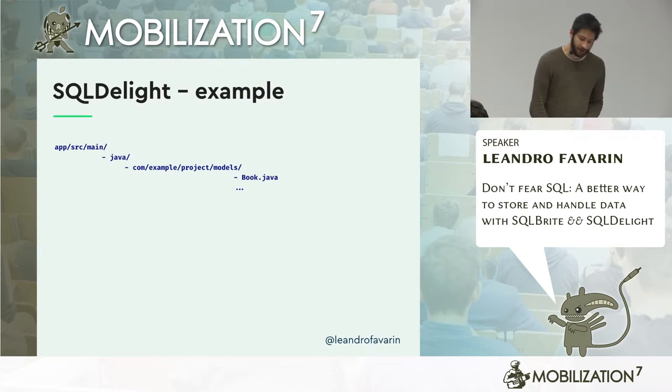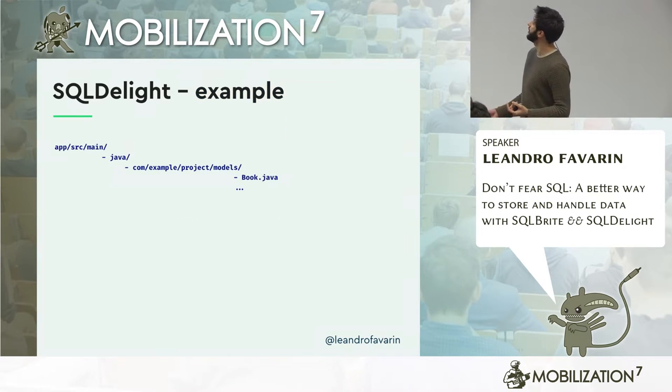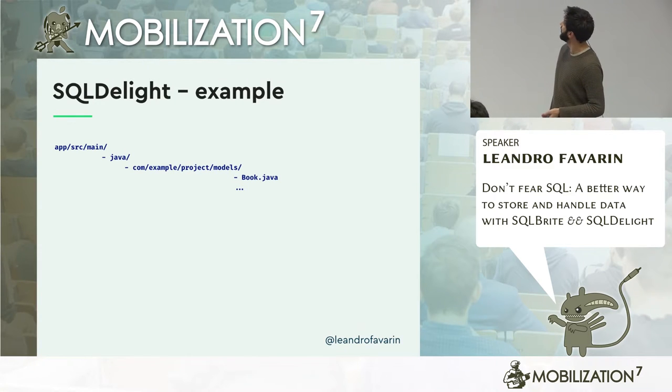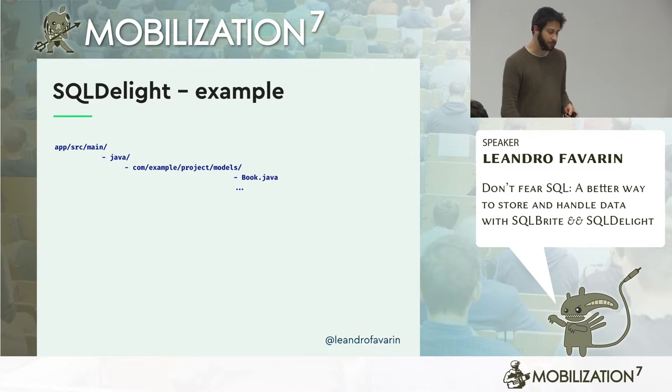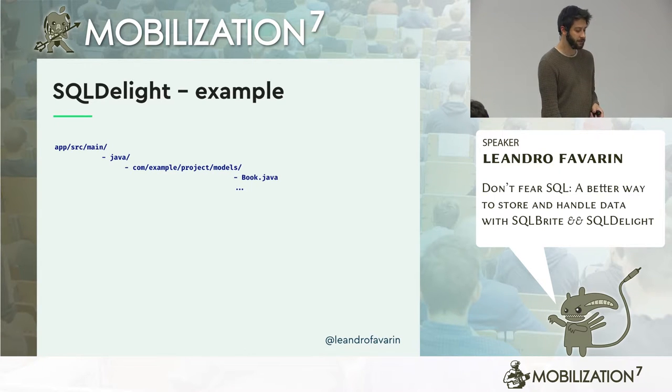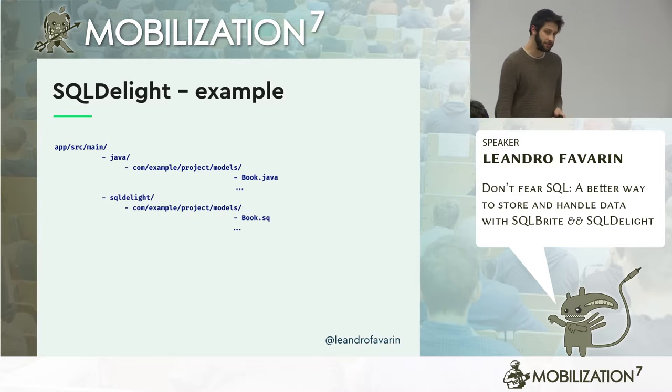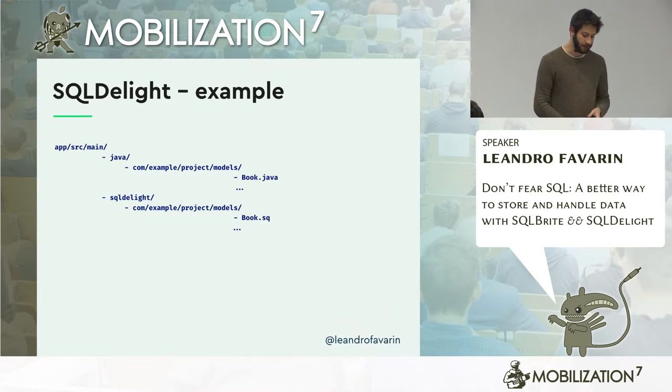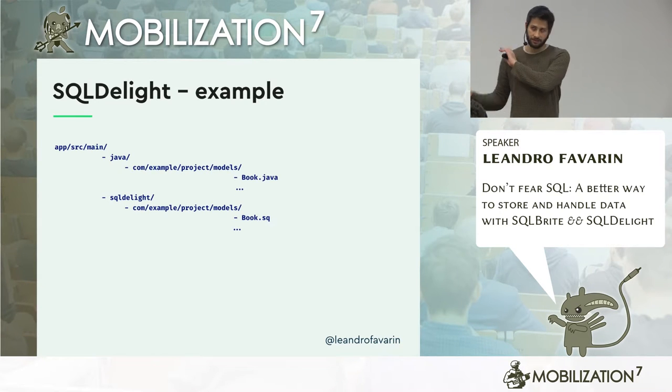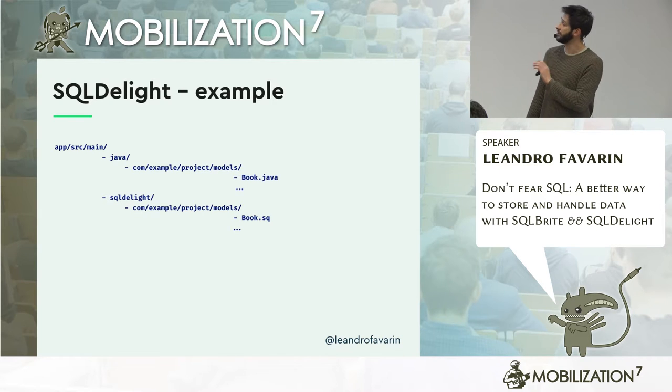Let's say I have here my application. It's a Java application for now. I have this package, and inside this package I have this hypothetical Book.java class. All SQLDelight asks me to do is create another sibling folder called sqldelight and define this Book.sql. That's where we're going to define all our queries, all our create statements, and so on. I'm going to see the Java file in a bit, and for now dive into Book.sql.